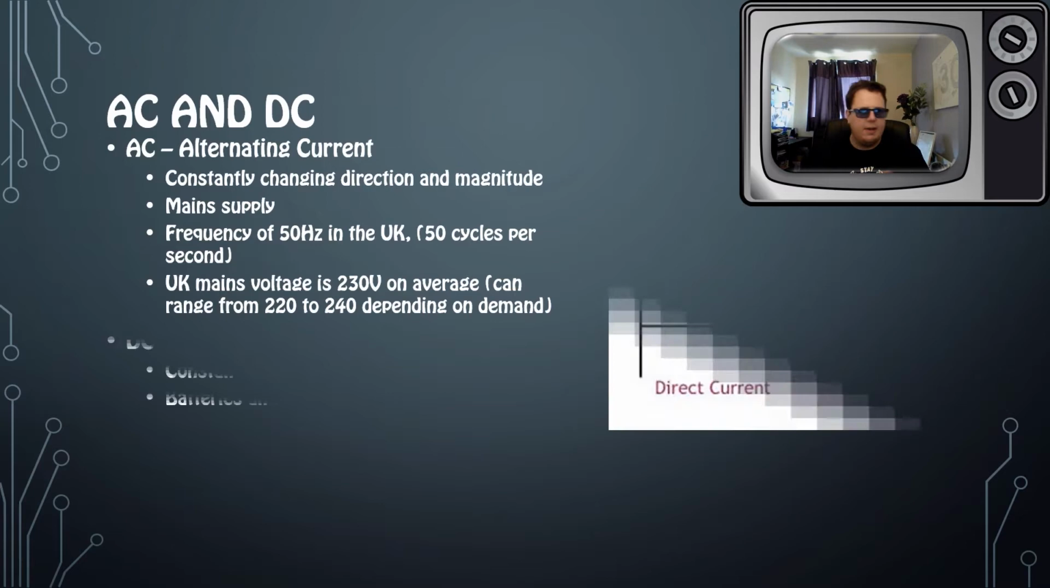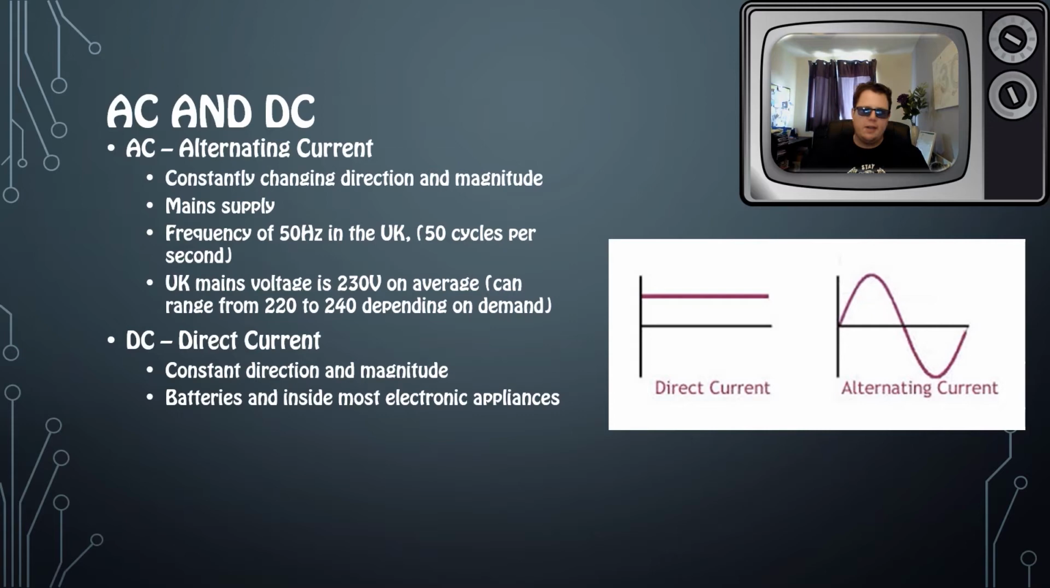Now, direct current, a lot simpler. Direct current is constant in magnitude and direction. It flows from positive to negative. That is the way conventional current flows. This current is what you get from a battery. It is what is inside most electronic appliances. So somewhere in an appliance, we use diodes to convert AC to DC.